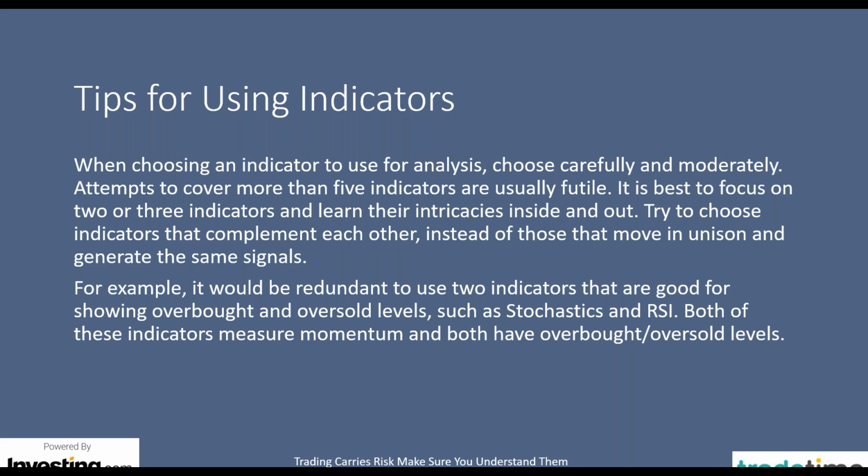It's best to focus on 2 or 3 indicators and learn their intricacies inside and out. Try to choose indicators that complement each other instead of those that move in unison and generate the same signals. For example, it would be redundant to use 2 indicators that are very good for showing overbought and oversold levels, such as stochastics and RSI. But do you know how many traders I know that use both? And today they also have an indicator called stochastics RSI, and they use all 3.